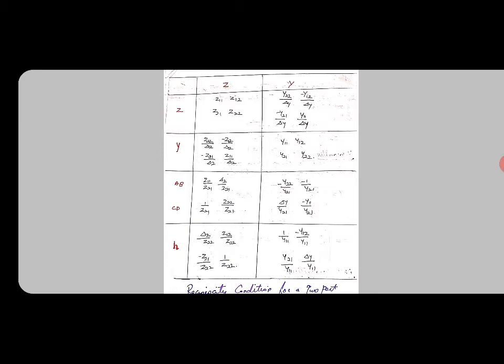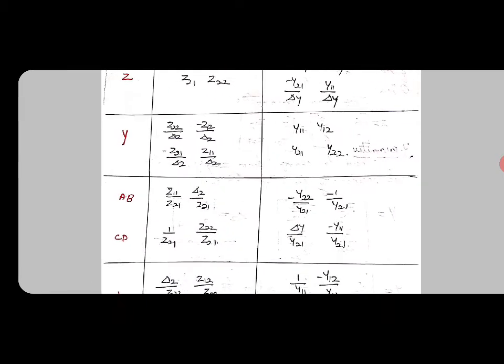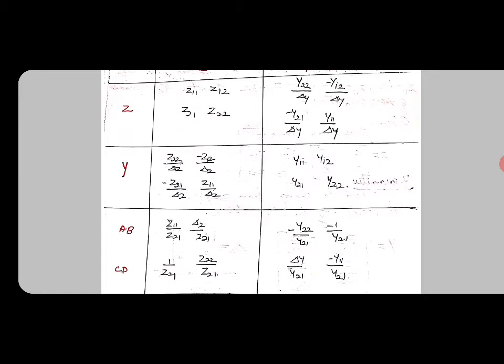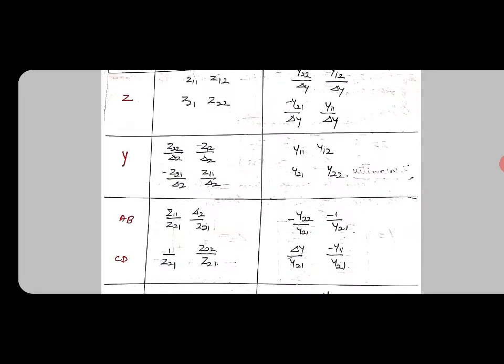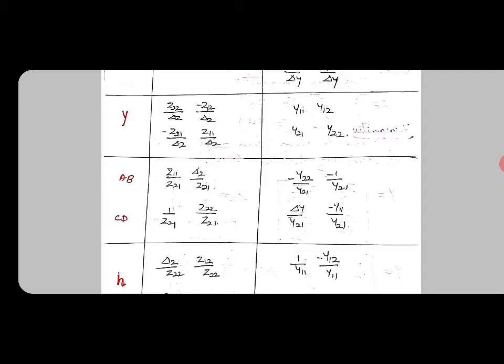From Z to Y, when Z parameters are given and Y parameters are asked, the matrix will be Z22/del Z, minus Z12/del Z, minus Z21/del Z, and Z11/del Z. If Z parameters are given and ABCD parameters are asked, it will be Z11/Z21, del Z/Z21, 1/Z21, Z22/Z21. If Y parameters are given and ABCD asked, it is minus Y22/Y21, minus 1/Y21, minus del Y/Y21, minus Y11/Y21.